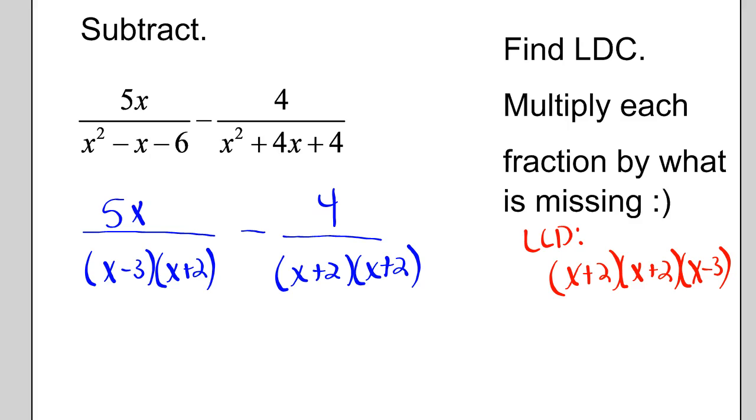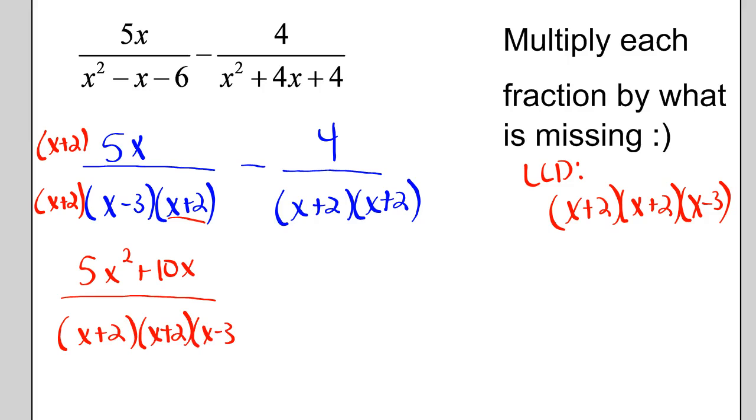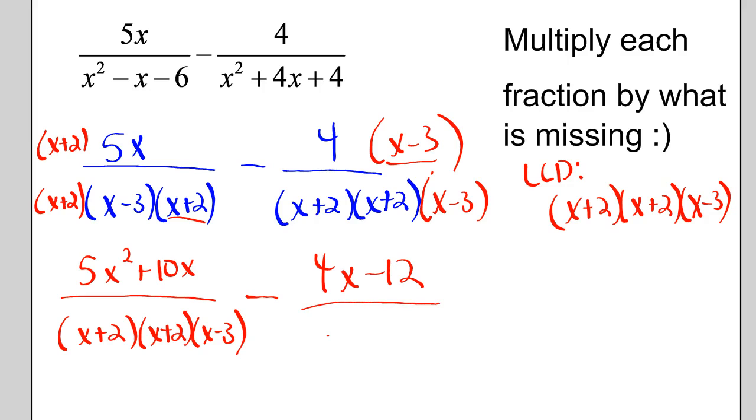So I'm going to go to my first term. It's missing another (x plus 2). It only has one, it needs another one. So when I multiply this, I get (5x squared plus 10x) all over (x plus 2)(x plus 2)(x minus 3). I'm going to write my subtraction symbol. The term on the right, this fraction, is missing my (x minus 3). So when I distribute that, I get (4x minus 12) all over this same denominator.